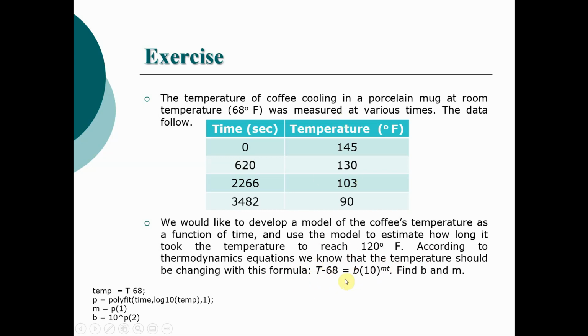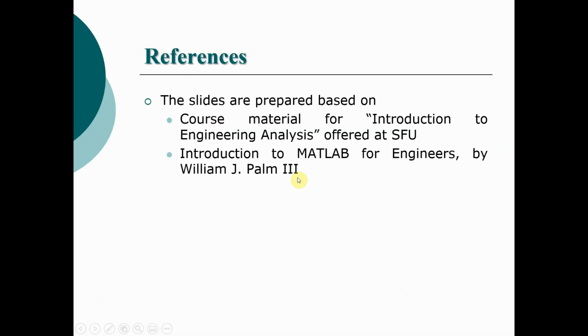But here you see that it would be better to first rename the variable, having your temperature minus 68 and using that variable in your polyfit, and then you can apply what we did for the exponential functions to find the best b and m. Here, it shows you the process of doing that. This is an exercise for you. Please work on it yourself.